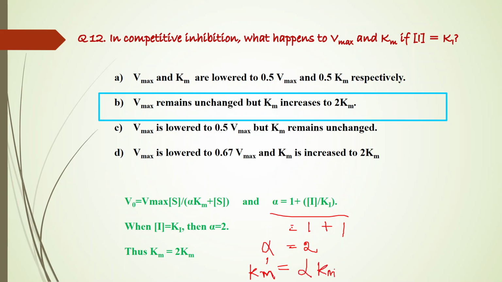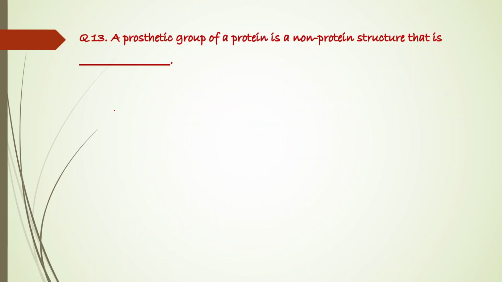That is without the inhibitor, the unmodified Michaelis-Menten constant. So the alpha value is 2, and the modified Michaelis-Menten constant will be 2 Km. We also know that in competitive inhibition, Vmax does not change. So the correct option for this numerical is that Vmax remains unchanged and Km increases to 2 Km when the I concentration is equal to Ki. Okay, hope this is clear.